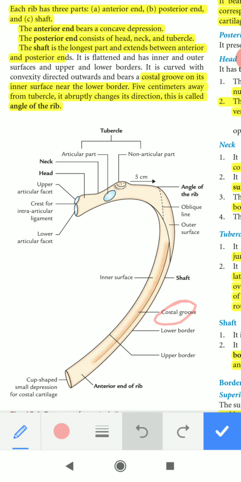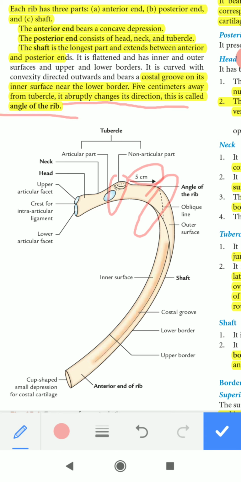And this area is called the angle of the rib. Okay, and it is situated 5 centimeter away from the tubercle. So what is the angle of the rib? At 5 centimeter away from the tubercle, the rib abruptly changes its direction. This is called the angle of the rib. So this is the angle of the rib and it is situated 5 centimeter away from the tubercle.